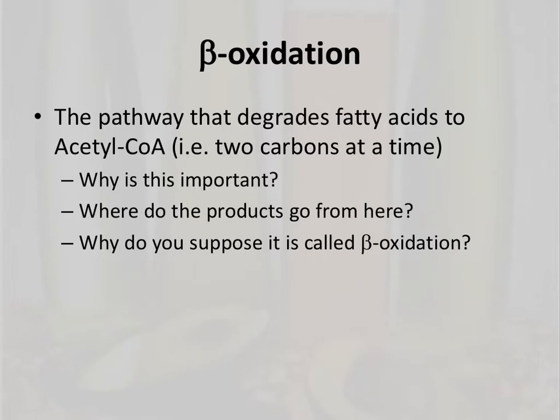So, why is it important for acetyl-CoA? Where do the products go from there? And then once again, why do you suppose it's called beta-oxidation? So why is it important? What is the importance of acetyl-CoA? If you're under the conditions for beta-oxidation to occur, where will that acetyl-CoA go? Citric acid cycle. Because are you going to be doing beta-oxidation when you need energy or when you have too much energy already? When you need energy. Same reason why you go into citric acid cycle.